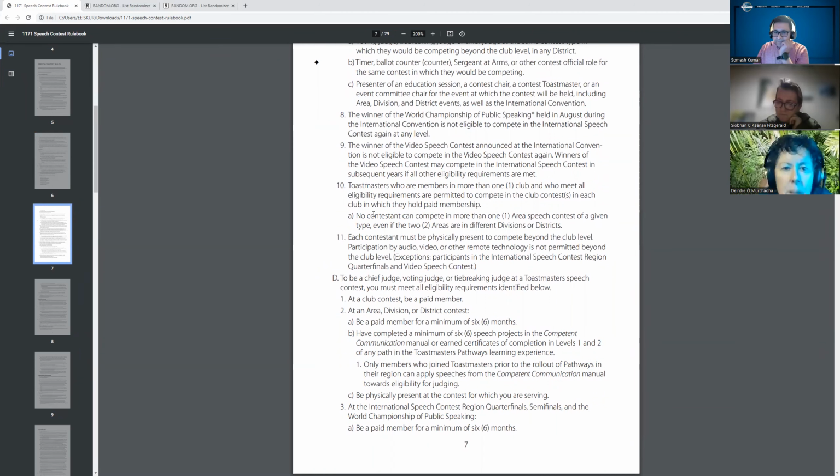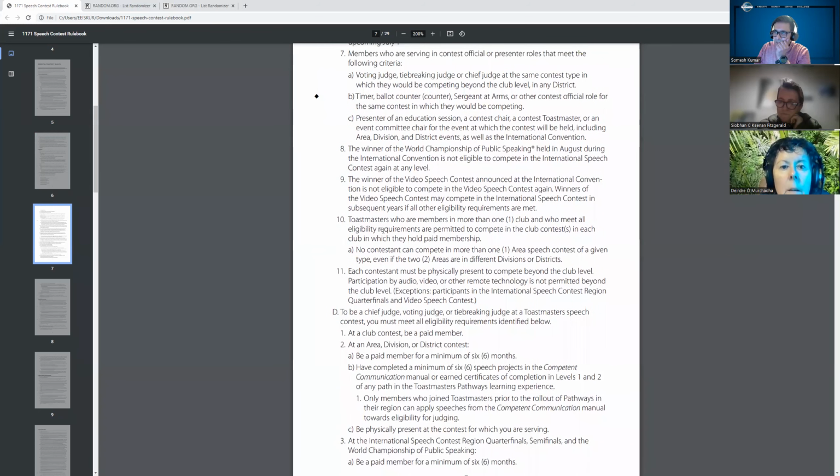Sorry to go back there. You know the thing about taking part as an official. Can they do it in a different contest in a different area? Yeah, I think that's fine. I don't think you can at area level, but at club level, yes. Exactly. For club level, it is okay if you're helping out. I think it's club level anyway.